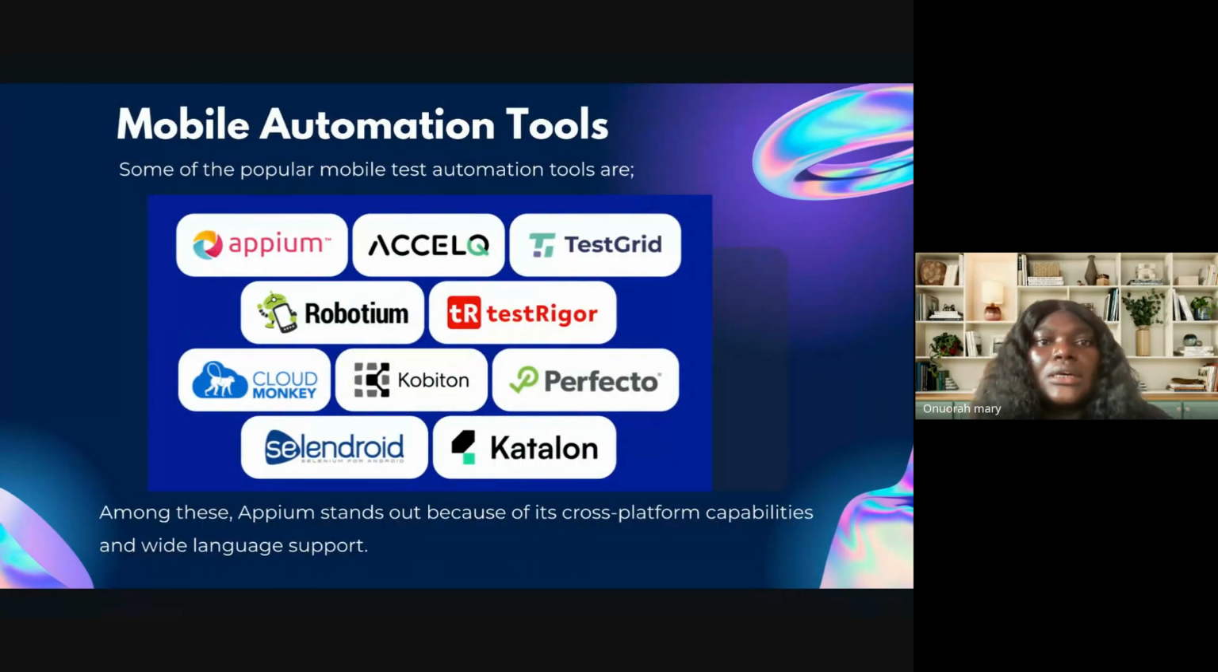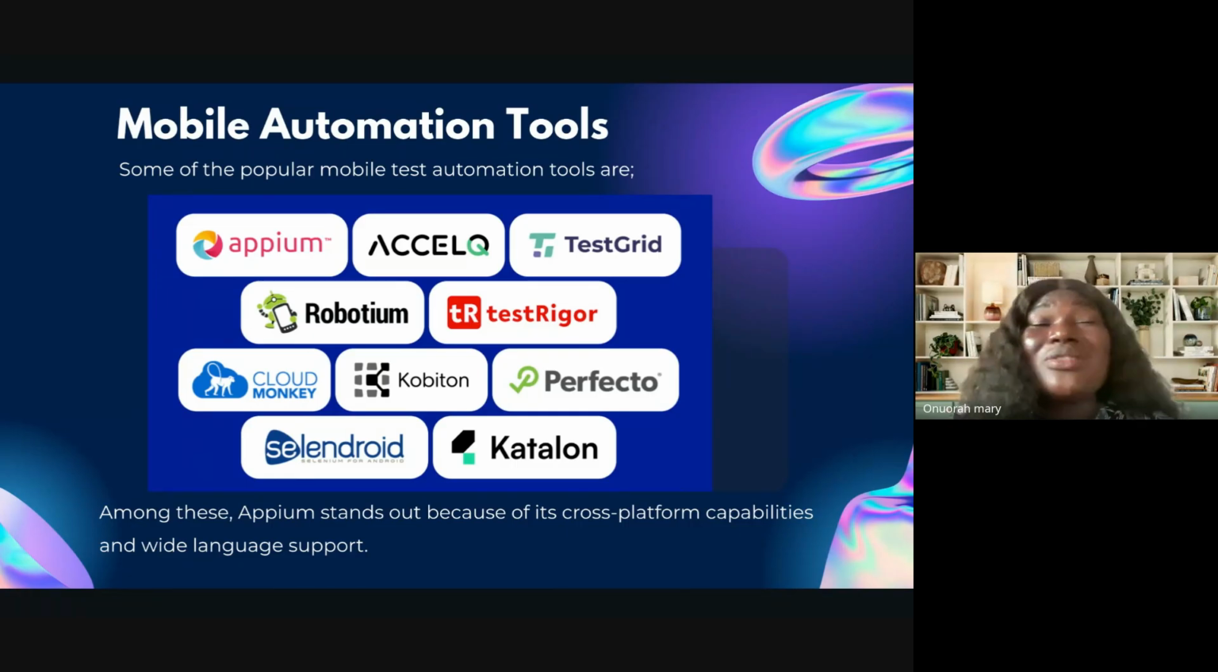So the next thing is some mobile automation tools that we have. So we have several test automation tools, not just Appium, right? So we have a few of them listed here. And if you check Google, you might see so many other ones as well. But these are some of the ones I am showing here now. But the most important thing is that amongst these tools, Appium actually stands out because of its cross-platform compatibility and wide language support.